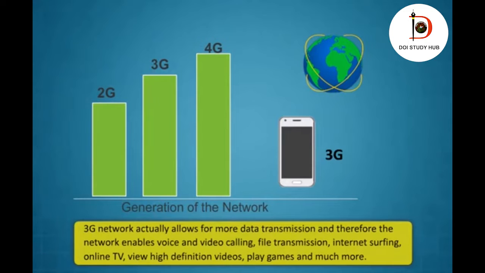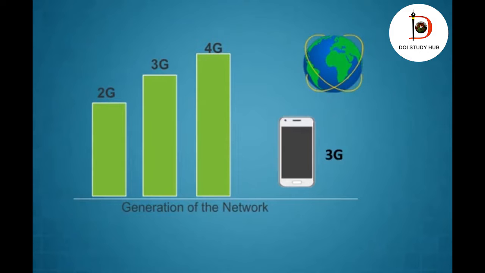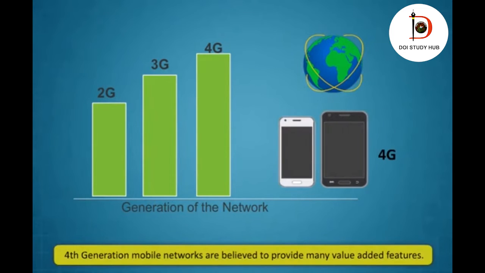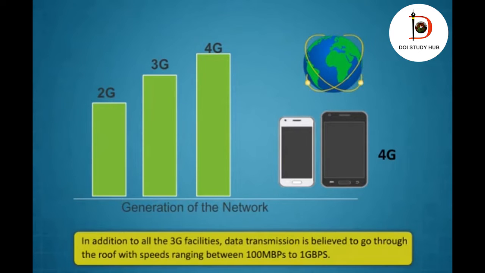of data transmission. The third generation of mobile networks has become popular, and it has made the users able to access the Internet over devices like mobiles and tablets. The speed of data transmission on a 3G network ranges between 384 kbps to 2 mbps. 3G network allows for more data transmission, and therefore the network enables voice and video calling, file transmission, internet surfing, online TV, viewing high-definition videos, playing games and much more. 3G is the best option for users who need to always stay connected to Internet.